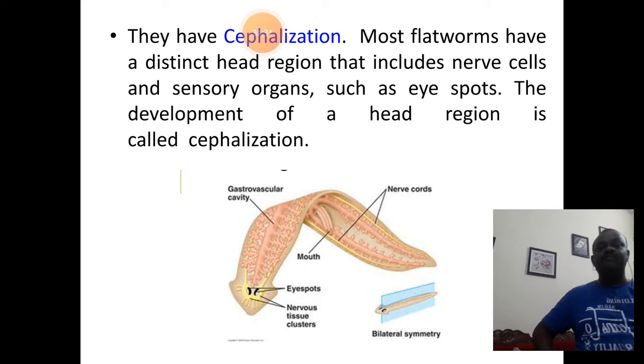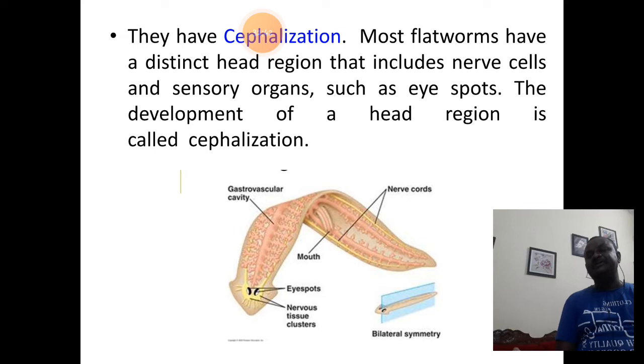Then the next feature. The flatworms show a special phenomenon referred to as cephalization. Cephalization is generally referred to as formation of a head. The free-living flatworms, which include Dugesia or planaria, show the presence of a very distinct head. As we see in the diagram down there, it shows a roughly triangular head with two black eye spots on its dorsal side and two expanded auricles. They are ear-like expanded structures, which are sensory structures.